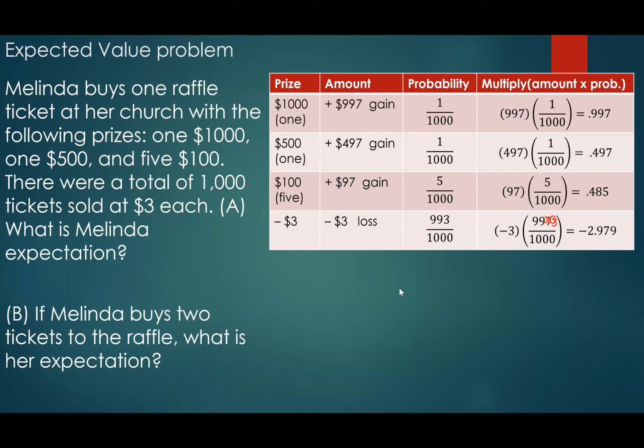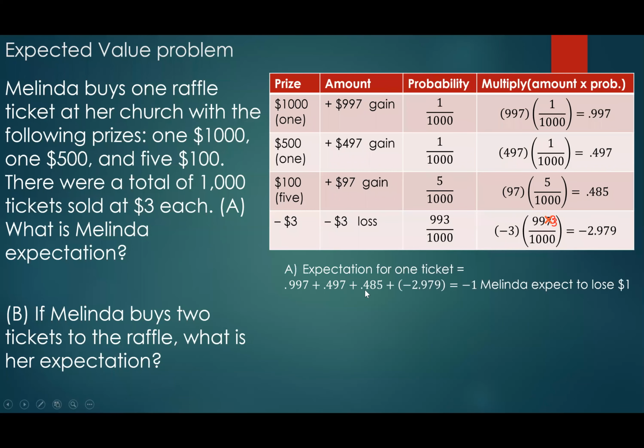Okay. So once you have that, all you need to do is multiply them, and then you just add them together. 0.997 plus 0.497 plus 0.485 plus, because of a negative, you have that negative. So looking at this here, if you add them all together, you will see that we have a -1. What does -1 mean? -1 meaning Melinda should expect to lose $1 for every $3 she spent. Okay, meaning the church takes in $1 from each person to do this fundraiser.